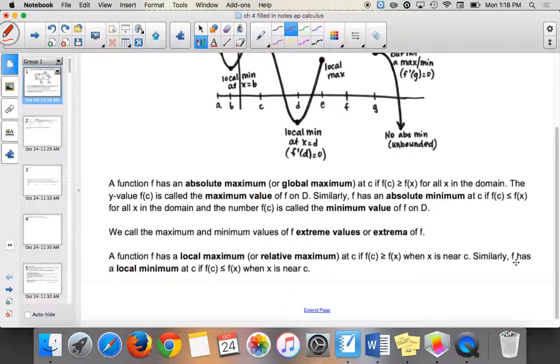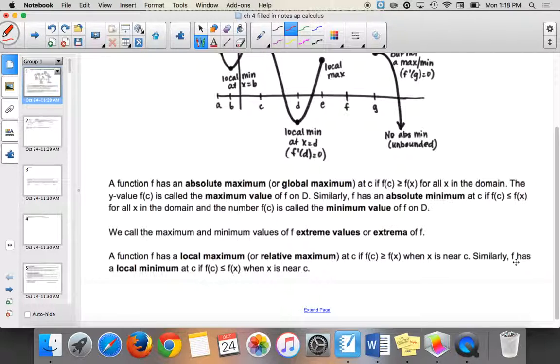So it says a function f has an absolute max, or sometimes you might hear it called a global max, if f of c is greater than or equal to f of x for all x values in the domain. So if some y value is the highest y value of all. And same idea for the absolute minimum. If it's the lowest y value of all, then it's the absolute min.